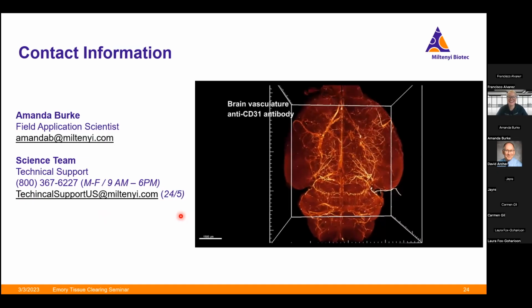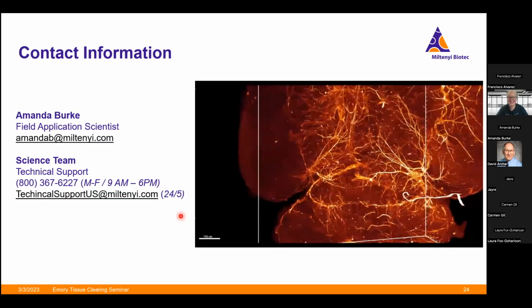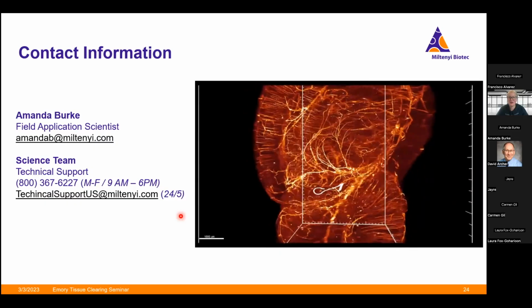So this was a brain that was cleared by iDISCO and stained for CD31 to look at the vasculature. It's beautiful.